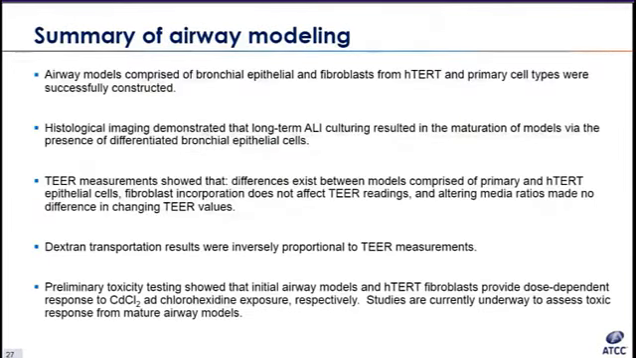In conclusion, airway models comprised of bronchial epithelial cells and fibroblasts from hTERT and primary cell types were successfully constructed. Histological imaging demonstrated that long-term air-liquid interface culturing resulted in the maturation of models via the presence of differentiated bronchial epithelial cells. TEER measurements showed that differences exist between models comprised of primary and hTERT epithelial cells. Fibroblast incorporation did not affect TEER readings, and altering media ratios made no difference in changing TEER values. Dextran transportation results were inversely proportional to TEER measurements.